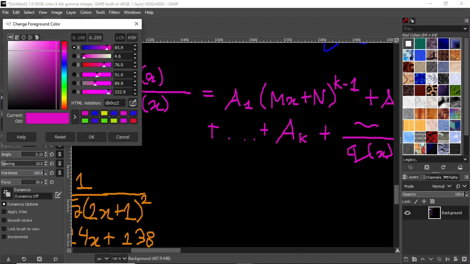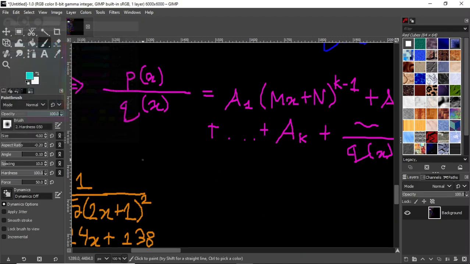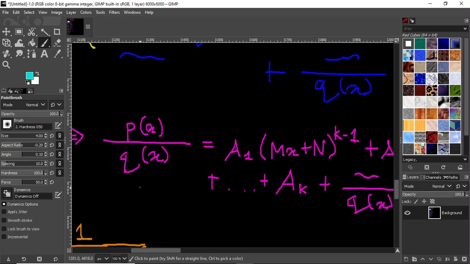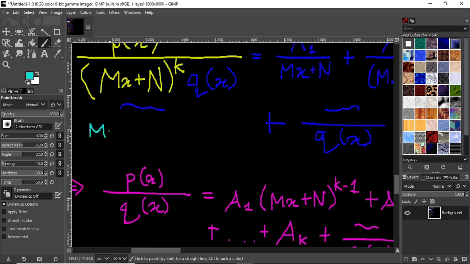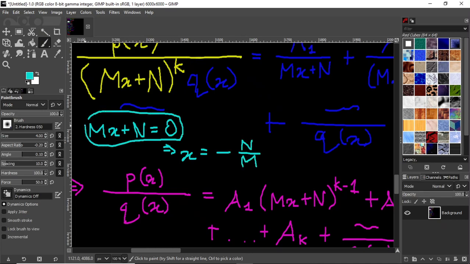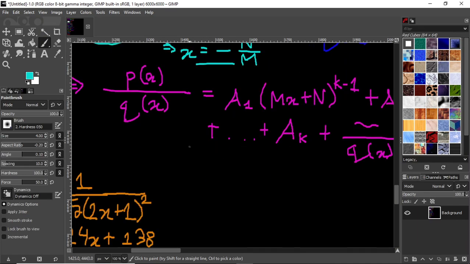Let's see what makes mx plus n zero. Well, we can just solve for it, so that x equals negative n by m. Basically, this makes mx plus n zero. Let's substitute that x in this equation that we got.